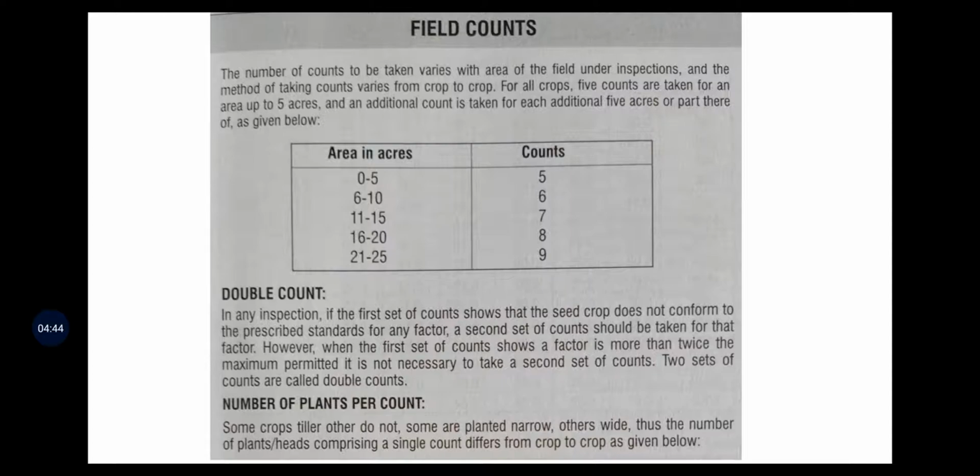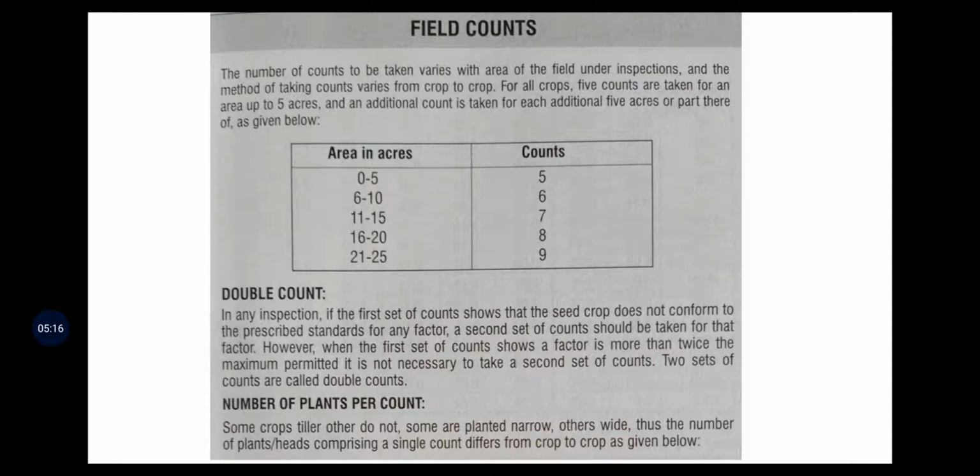So let us talk about field counts. Field counts means the number of counts to be taken varies with the area of the field under inspection, and the method of taking counts varies from crop to crop. For all crops, 5 counts are taken for an area up to 5 acres, and an additional count is taken for each additional 5 acres or part. There it is given here, the number of counts are fixed.